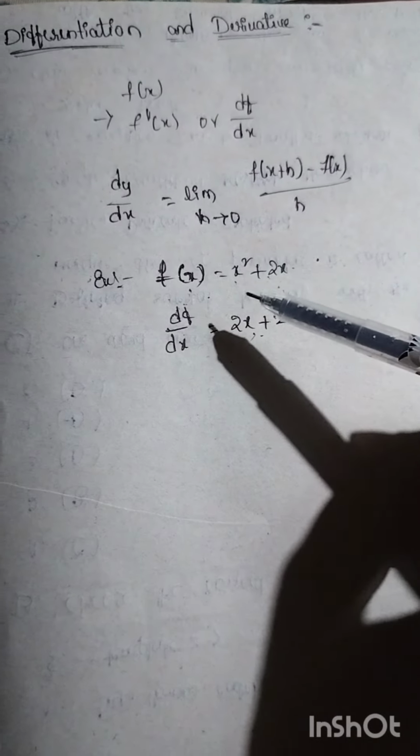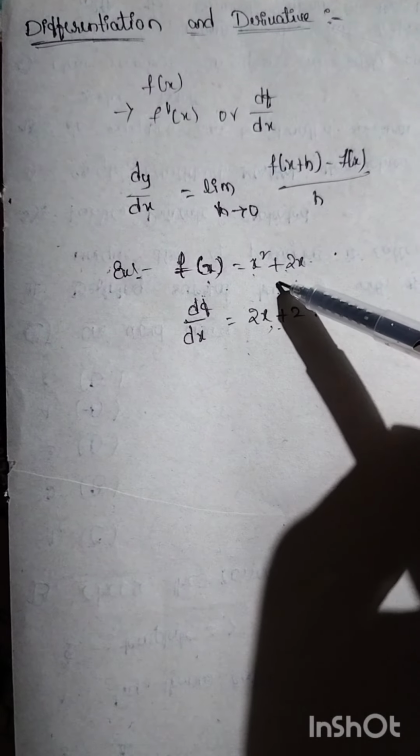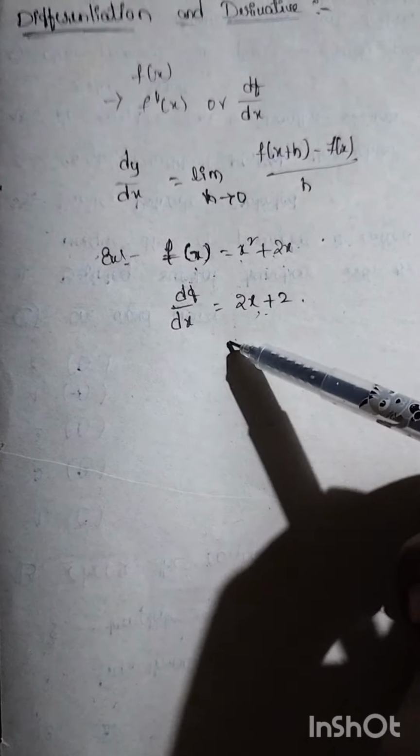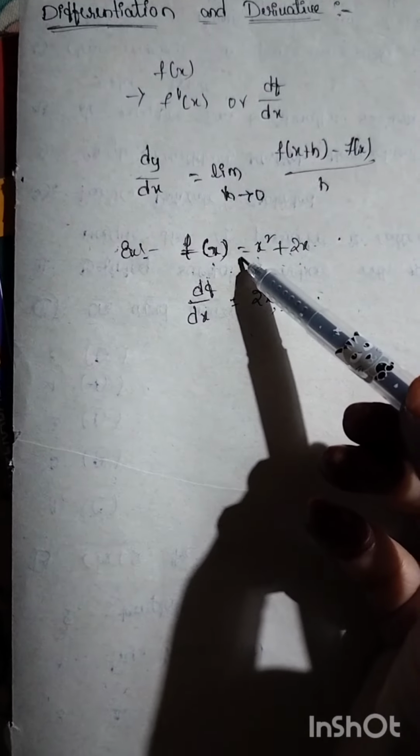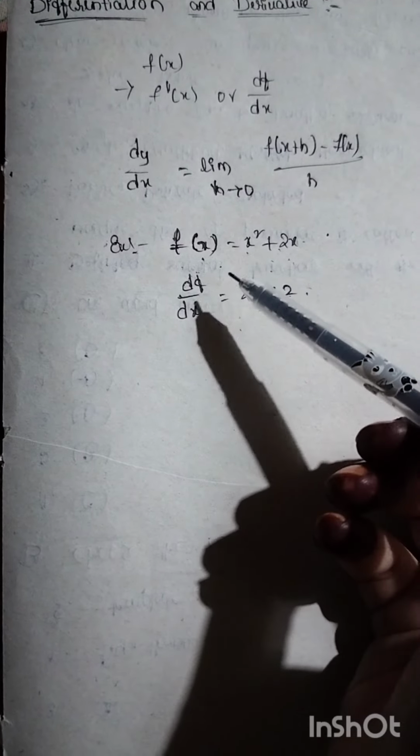Let's see one example here. f of x is equal to x square plus 2x. When we differentiate this equation, we get 2x plus 2. Here f of x is dependent on one variable.